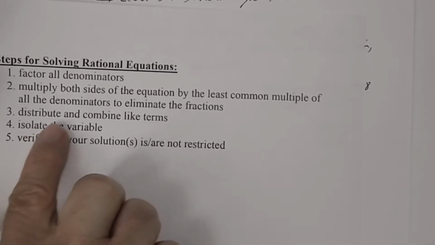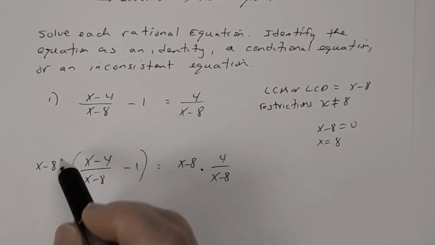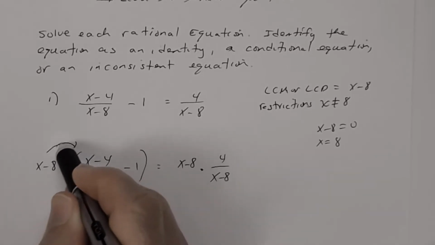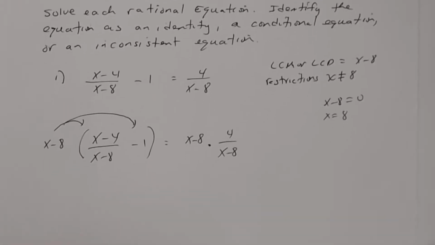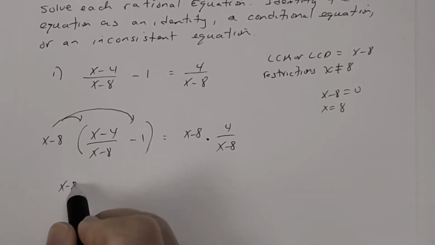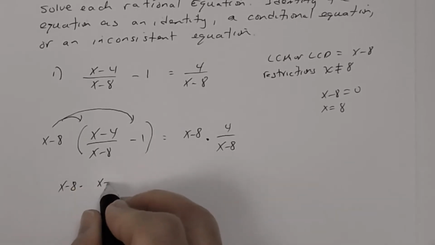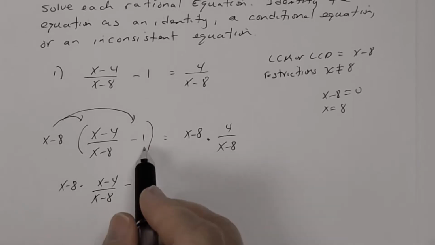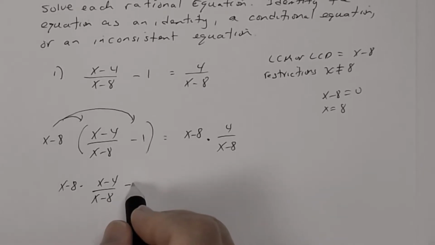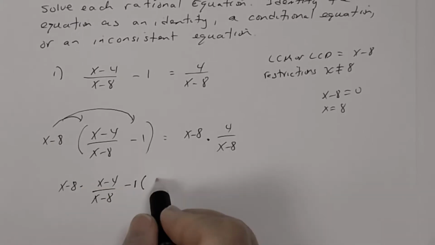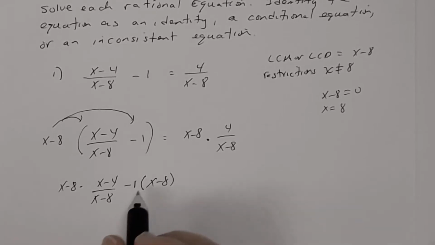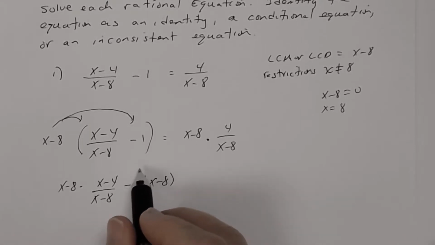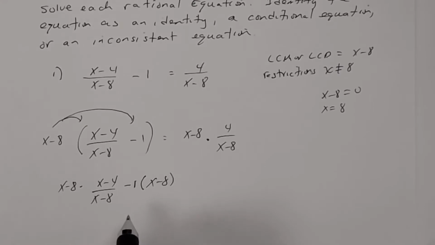Now the next step is this: distribute and combine like terms. What that means is this. You see I have parentheses here? So I'm going to distribute x minus 8. I'm going to distribute my least common multiple, or you can call it the least common denominator. And so I get x minus 8 times the first rational expression, x minus 4 divided by x minus 8, minus, now be careful here, this is really 1, so you got to put the 1 there, and then times x minus 8. Notice, and this was important, I put this x minus 8 in parentheses, because both of those terms have to be multiplied by -1, because we're going to have to use the distributive property again. So that's important to have seen.